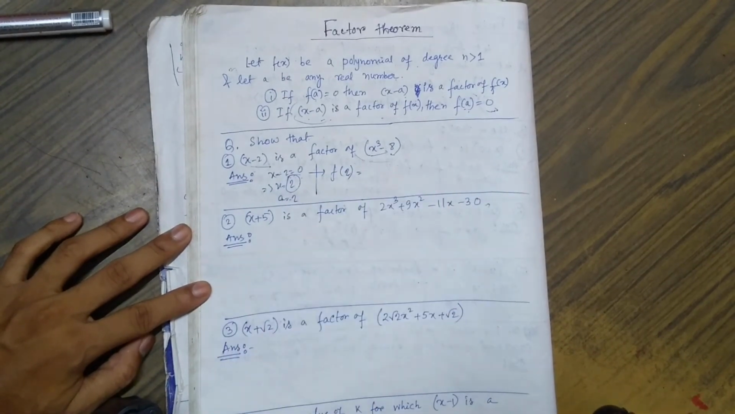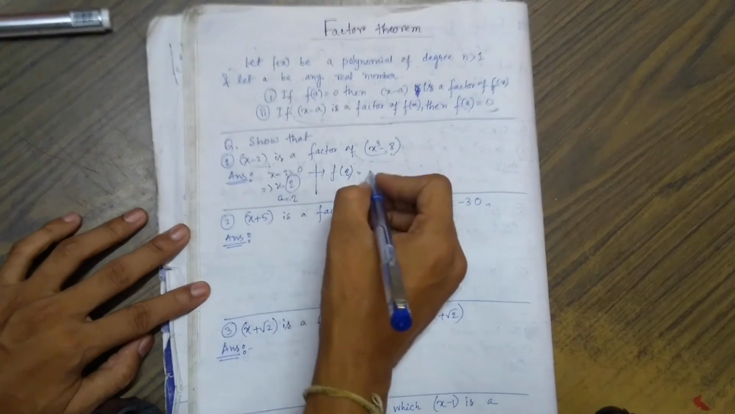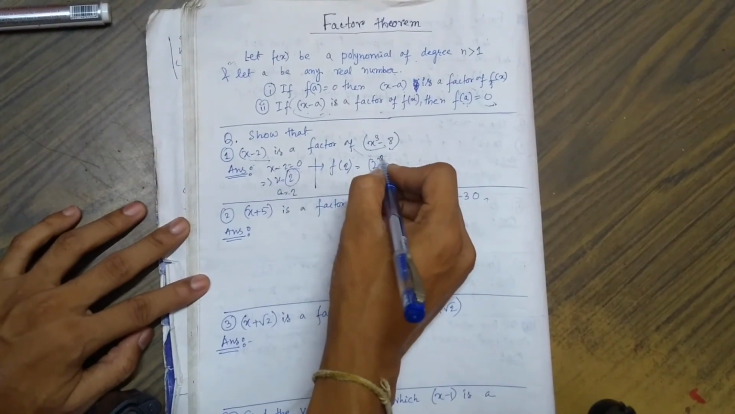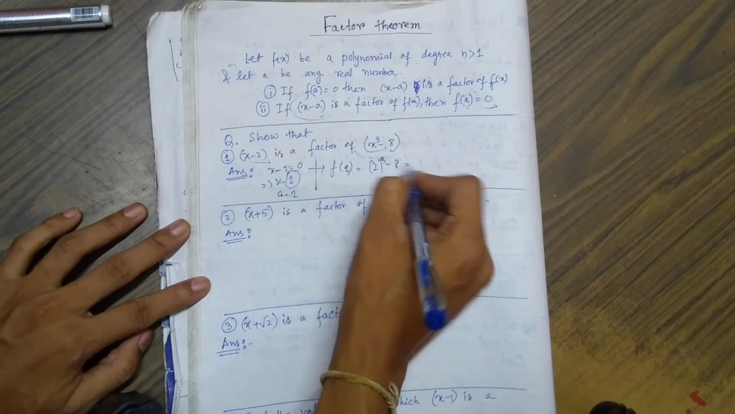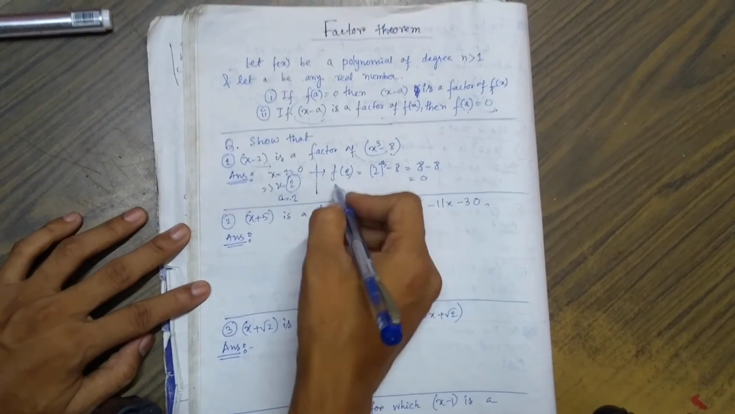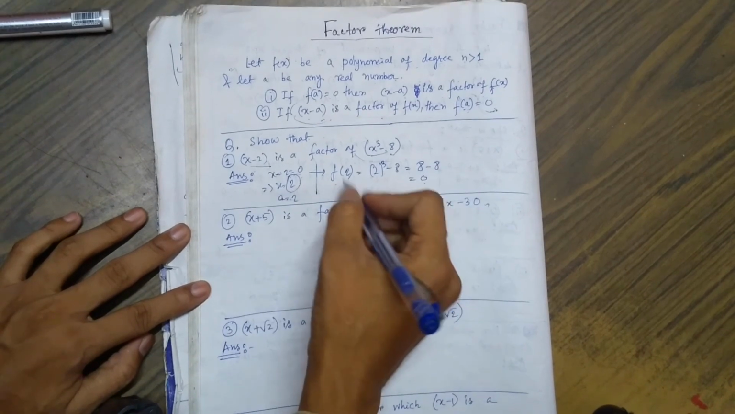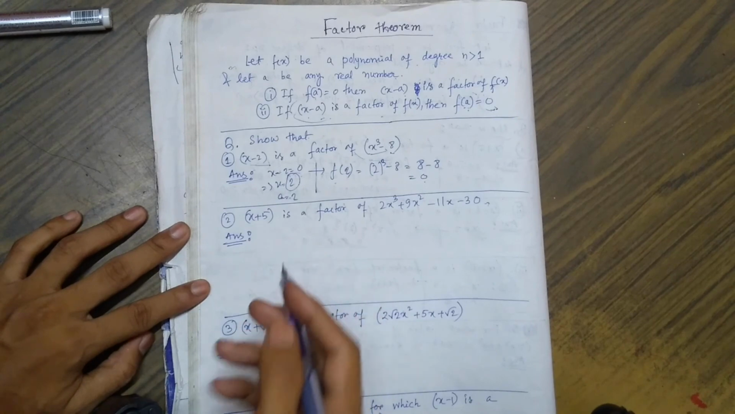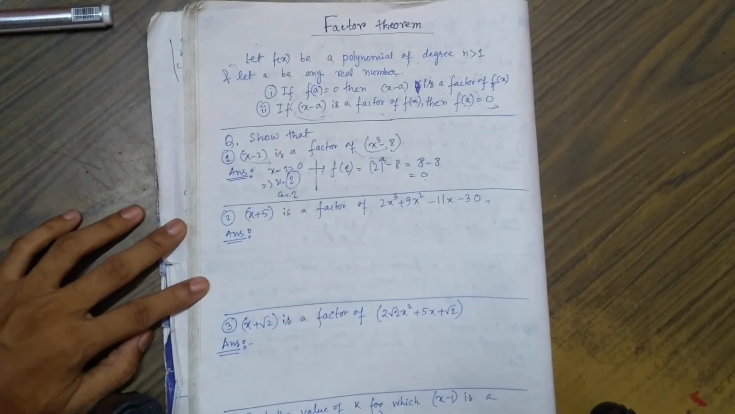So now let's calculate f(2). So f(2) will be 2 cubed minus 8. As you know, 2 cubed means 8. So 8 minus 8 is equal to 0. So f(2) is equal to 0. That means x minus 2 is actually a factor of this polynomial. So we showed that.